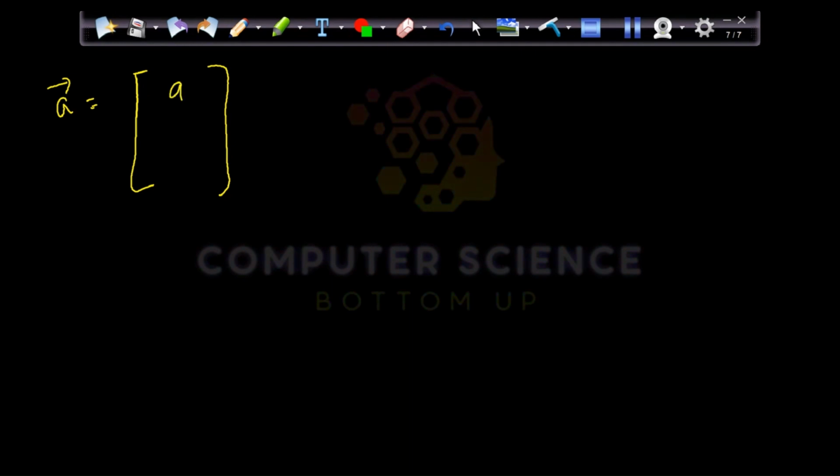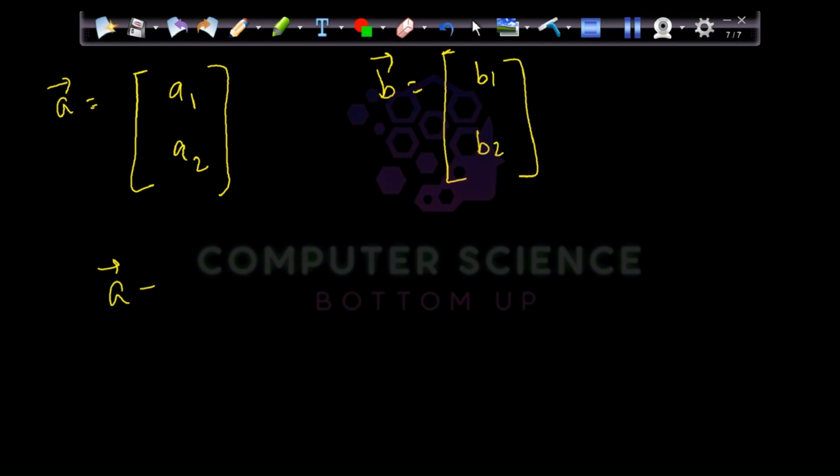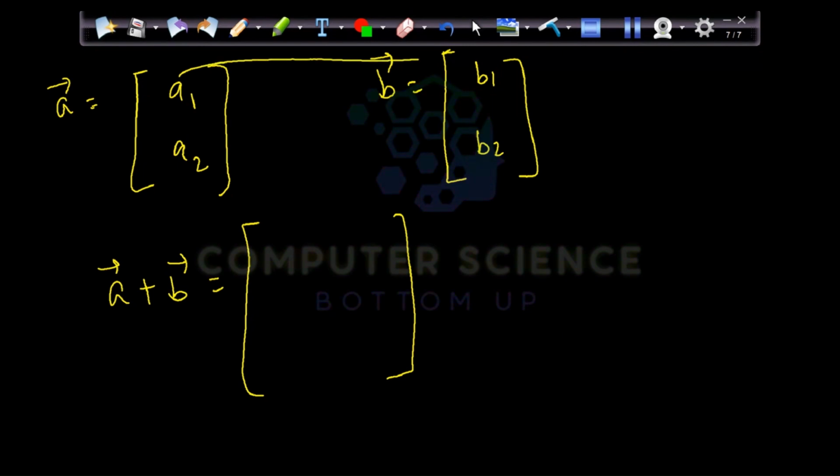So a vector is equal to, let's say, a1 and a2. These are the coordinates of a vector, and b vector is equal to b1 and b2. These are the coordinates of b vector. Then what is the coordinate of a vector plus b vector? You will find that you just have to add the corresponding coordinates. So this is nothing but a1 plus b1, and a2 plus b2.